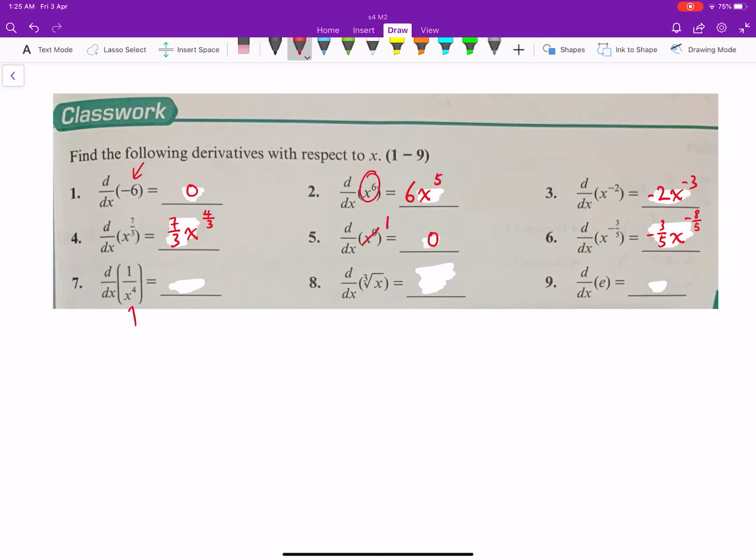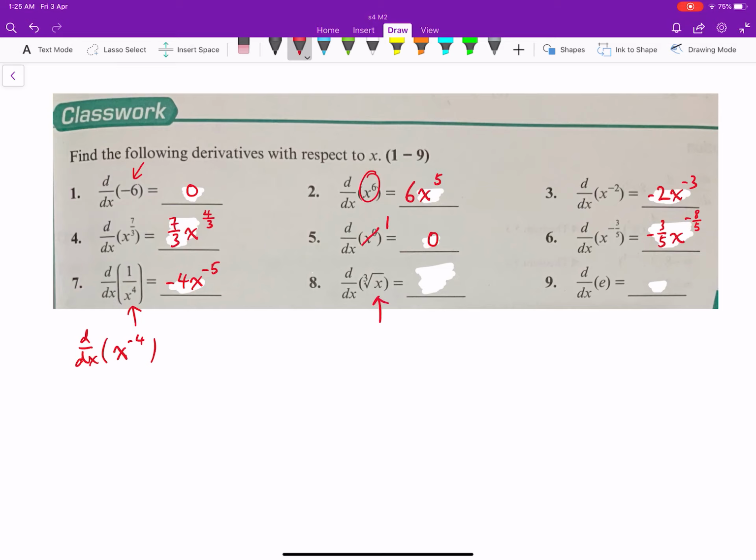And this one, how to do? For these questions, we always need to change it to x to the power negative 4 first, so you won't make mistakes. We must have the form x to the power n. So now we get negative 4 here, and then x, and then negative 5.